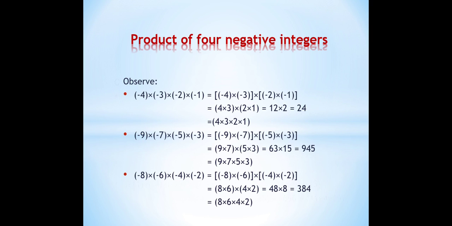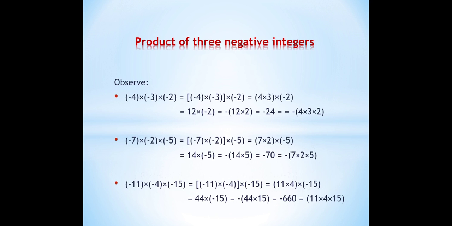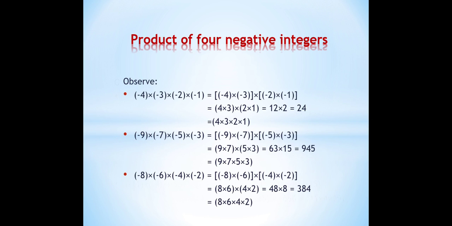Now we will check for the product of 4 negative integers. So we have seen the product of 3 negative integers. When we are given 3 negative integers, what will be the result? It will be just minus and the product of the 3 whole numbers. If we are given 3 negative integers, we will take those negative integers as whole numbers, find the product, and just put the minus sign before the result. Now let us check for the product of 4 negative integers.